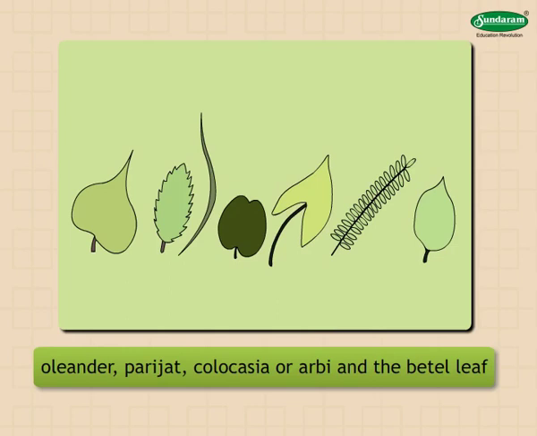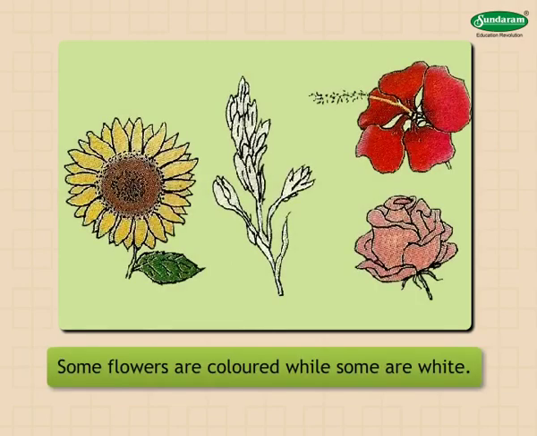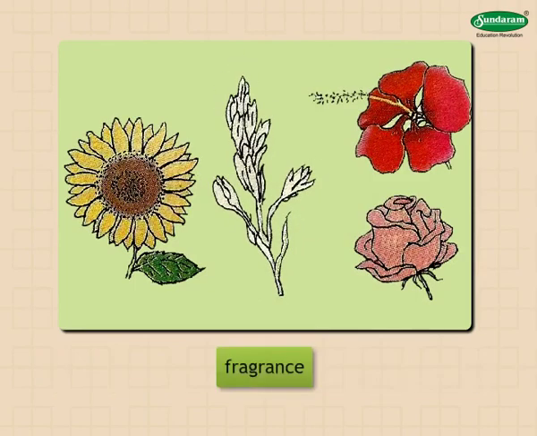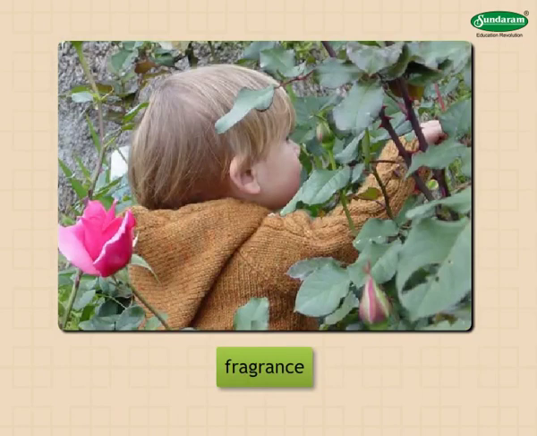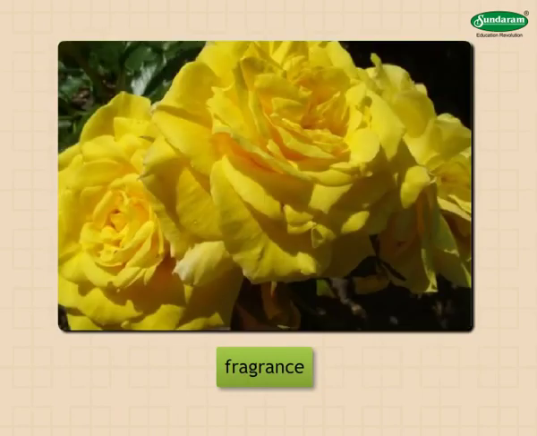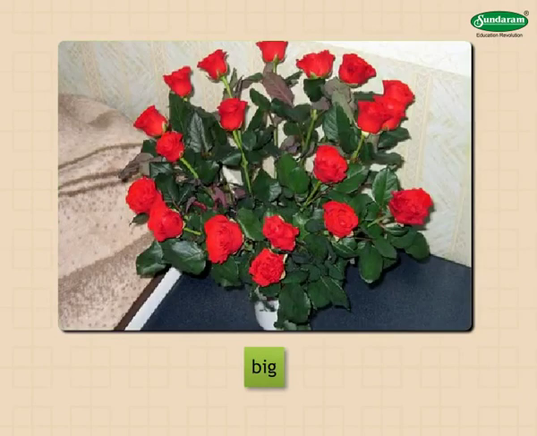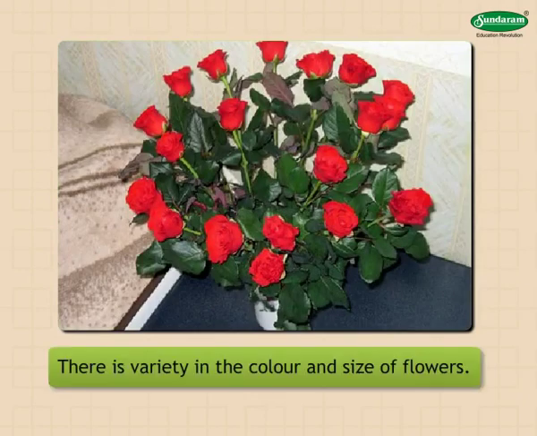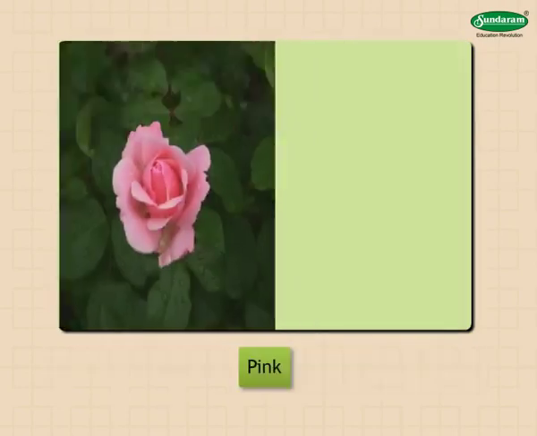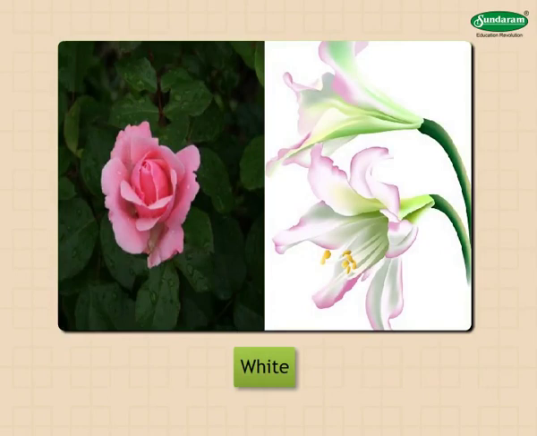Observe the different flowers in your surroundings. Some flowers are colored, while some are white. Some have a fragrance, while some do not. Some flowers are big, while some are small. There is variety in the color and size of flowers. See the flowers in the pictures and tell their color.